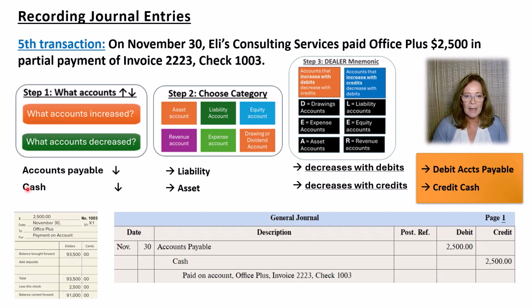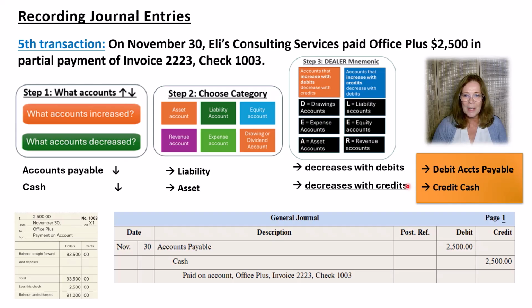We previously analyzed this business transaction and said that accounts payable decreased because Eli's Consulting now owes less money to Office Plus. Accounts payable are a liability, and according to the DEALER mnemonic, liabilities decrease with debits. So we debit accounts payable. We also said that the account cash decreased because Eli's Consulting issued a check to Office Plus. Cash is an asset, and assets decrease with credits, so we credit the cash account.